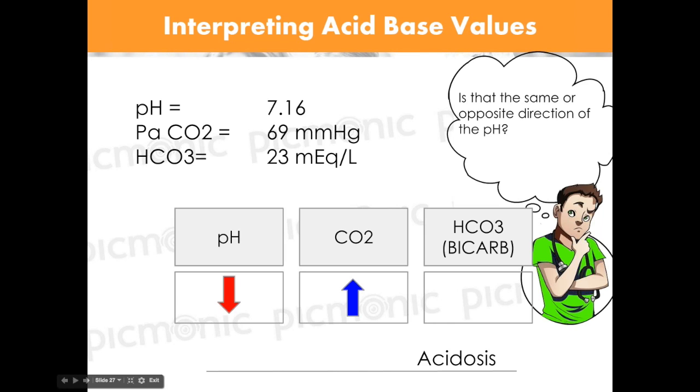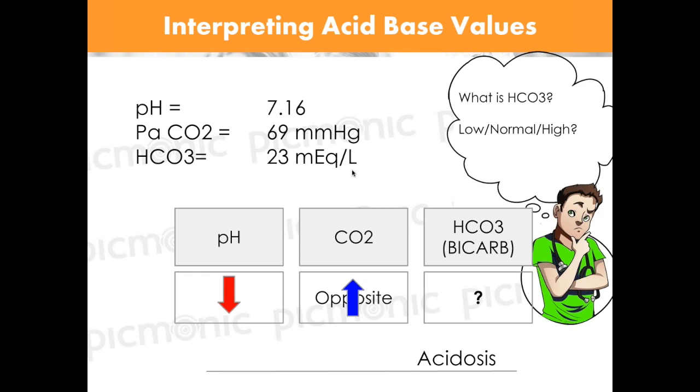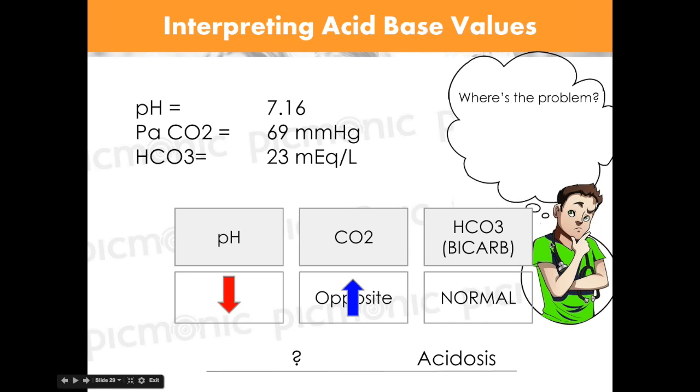But let's go ahead and look at bicarb, just so we make sure that we're doing it correctly. So what's bicarb? Is it low, normal, or high? Bicarb, 22 to 26. Well, that's a normal value. I know that. It's normal. So what is the answer to this question?